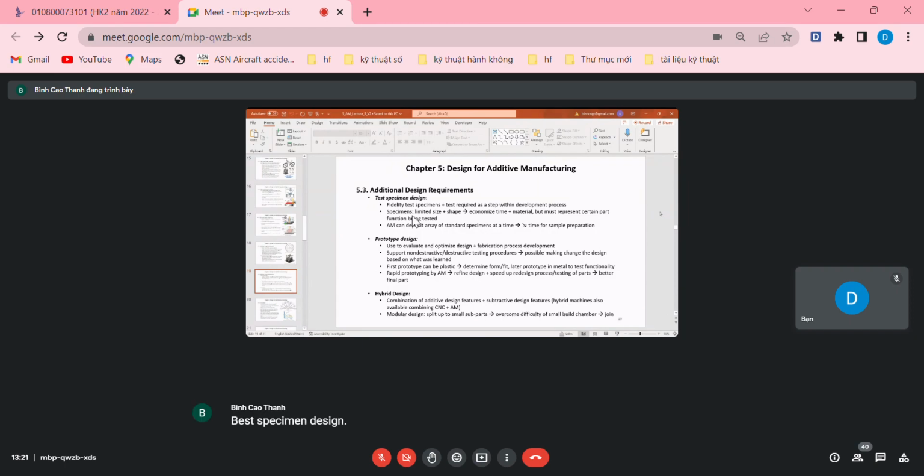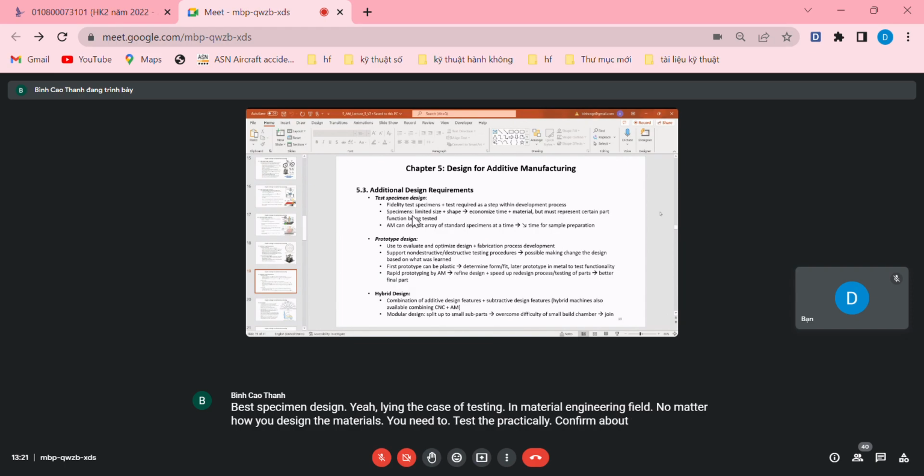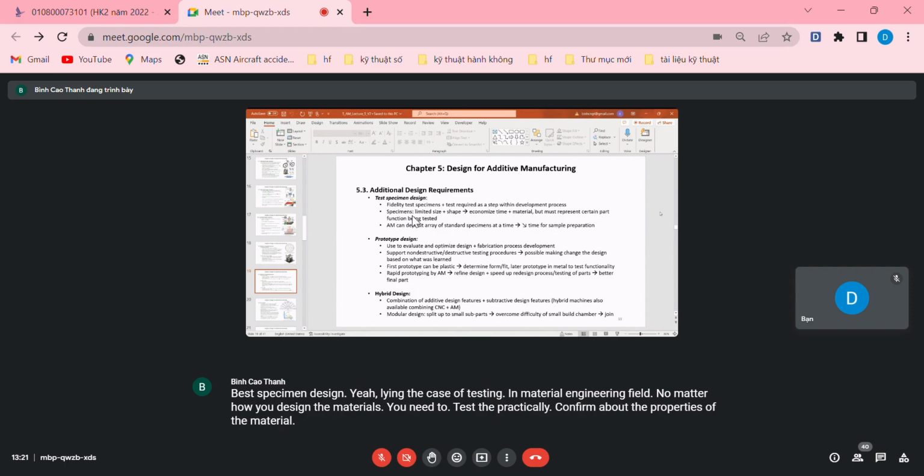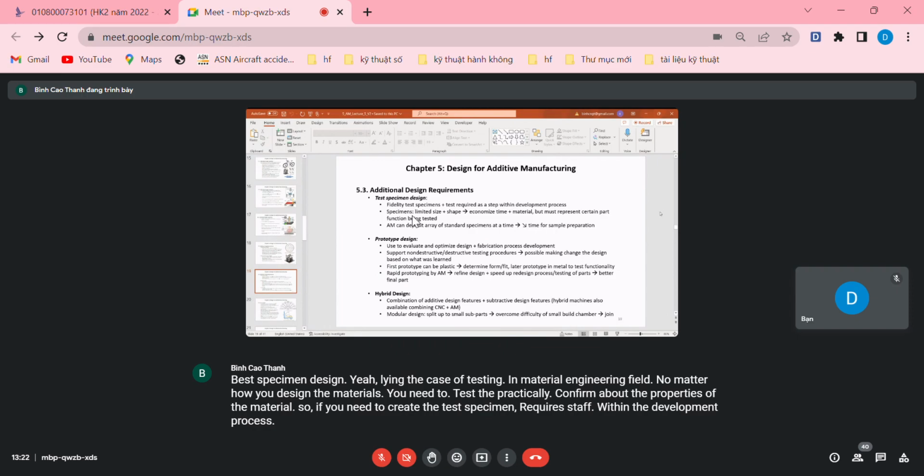Test specimen design. Like in the case of testing in the material engineering field, no matter how you design the materials, you need to test them practically to confirm the properties of the material. So you need to create the test specimen, a required step within the development process.